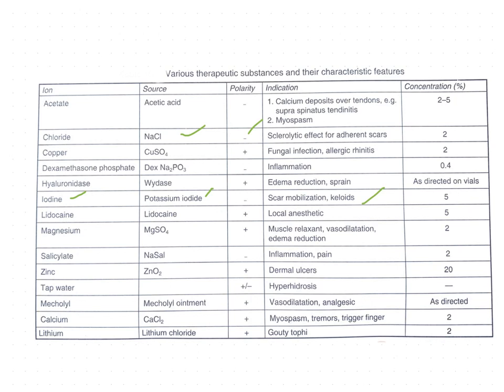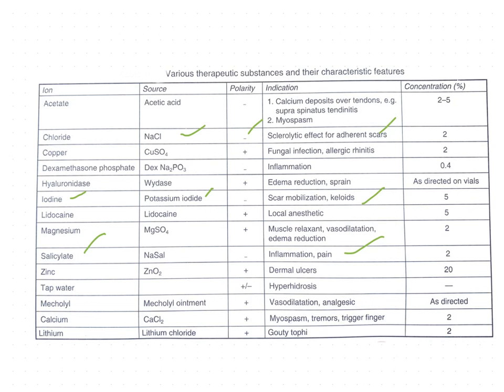This one is used for softening of scar tissue. And we can take salicylate ions. These are obtained from the solution of sodium salicylate, and these are sometimes used in the treatment of inflammation, that is, rheumatic conditions.